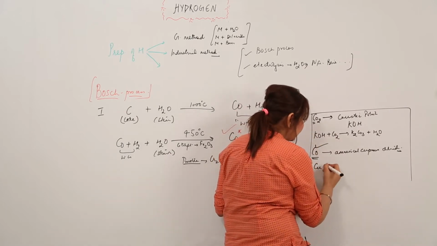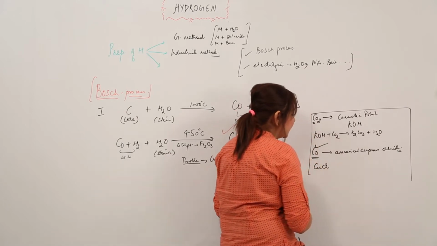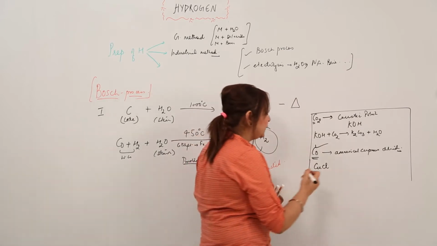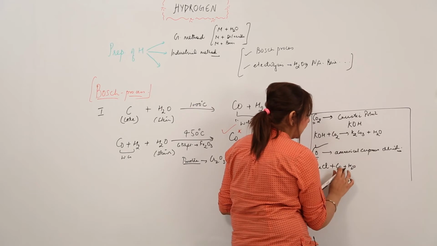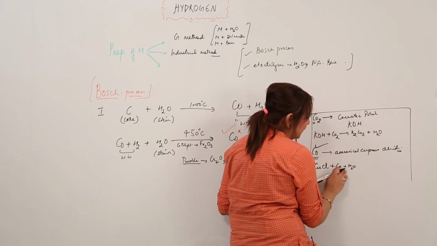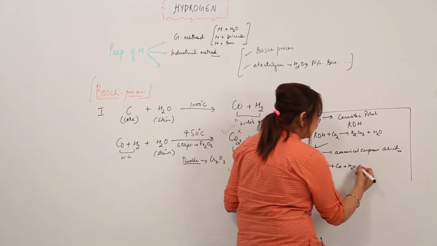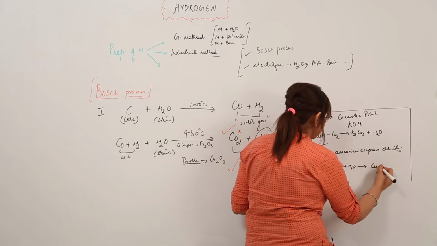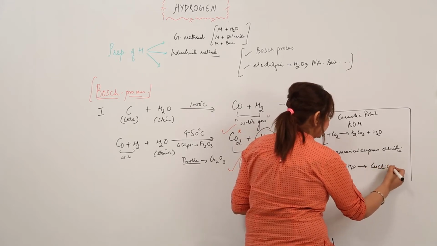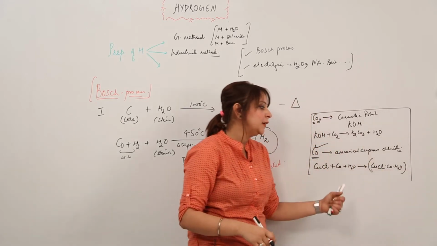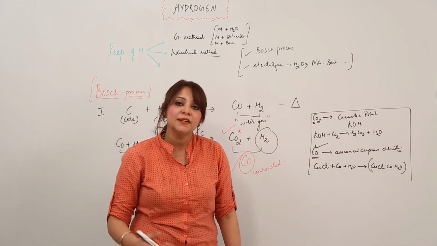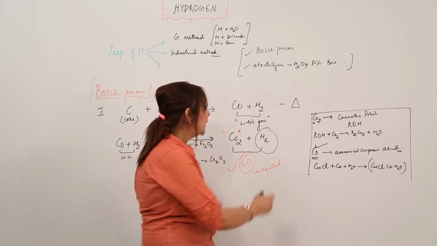So what is the formula for this solution? It is CuCl. It is a solution, obviously, so it does contain water as well. So what is it going to form? It is going to form a product like this. So that means the carbon monoxide is removed as well, and we are left with the pure hydrogen which we were looking for.